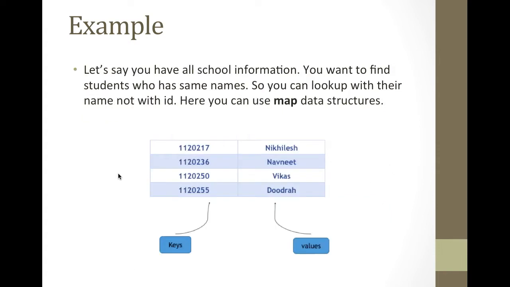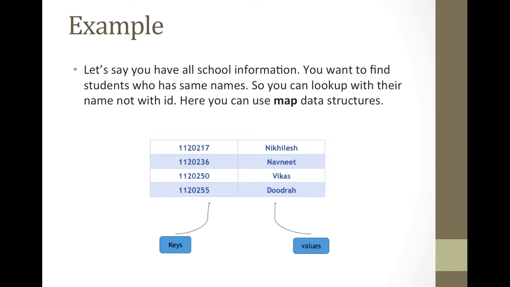Okay. Another example, guys. Let's say you have all the school information already. You want to find students who have the same names. So we are not looking up with ID number. We are looking up with their names, not with ID. Here you can use map data structures.